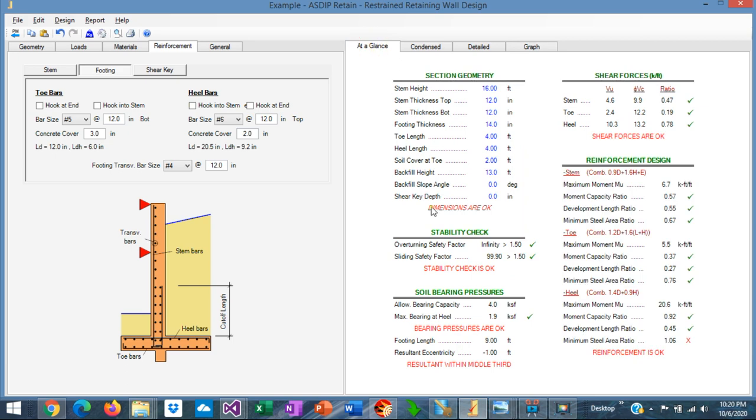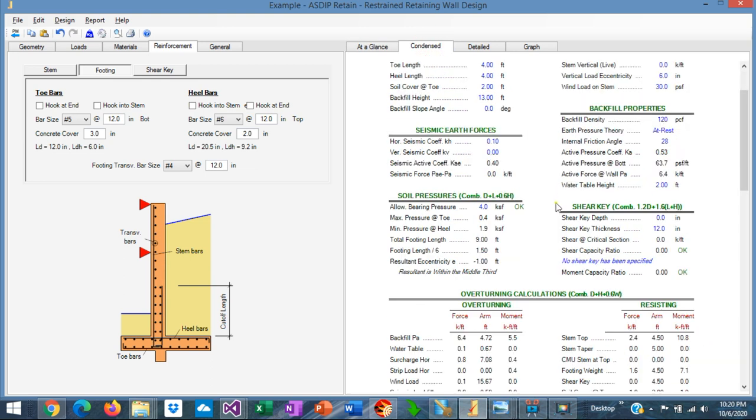Numerically, we can see here at a glance a summary of the results in one screen. And here we can see immediately what is failing and what is passing. For example, in this case, we can see a problem here in the minimum steel area ratio for the heel. So we can see here exactly where to pay attention to correct this deficiency.